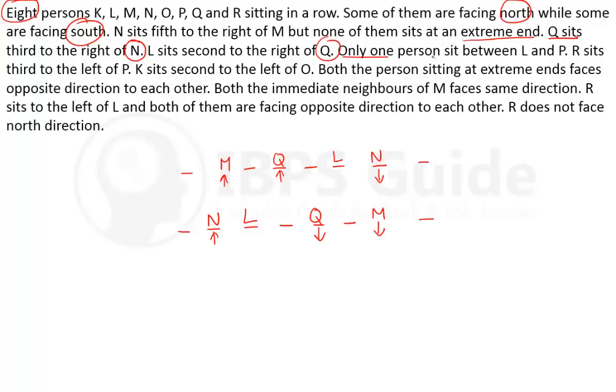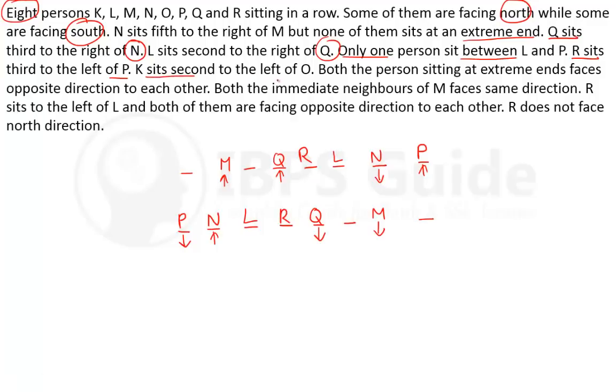Okay, only one person sits between L and P. L is here, one gap, P is here. This is the only case where I have to place P. R sits third to the left of P. R sits third to the left of P means if you place facing north direction, then 1, 2, 3, R is at this position. In this case, left is this side, 1, 2, 3, R is at this side.